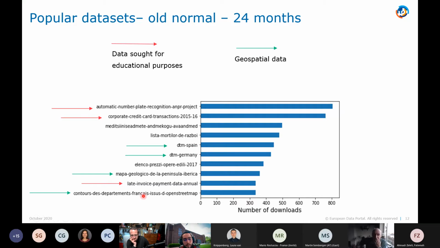Something similar with this one. This is a French data set. This is the shape files of the French departments from OpenStreetMaps, and this was contributed by the OpenStreetMap community, not by an official, let's say, institution or organization. So that's interesting for that discussion about the usefulness of community contributed data.